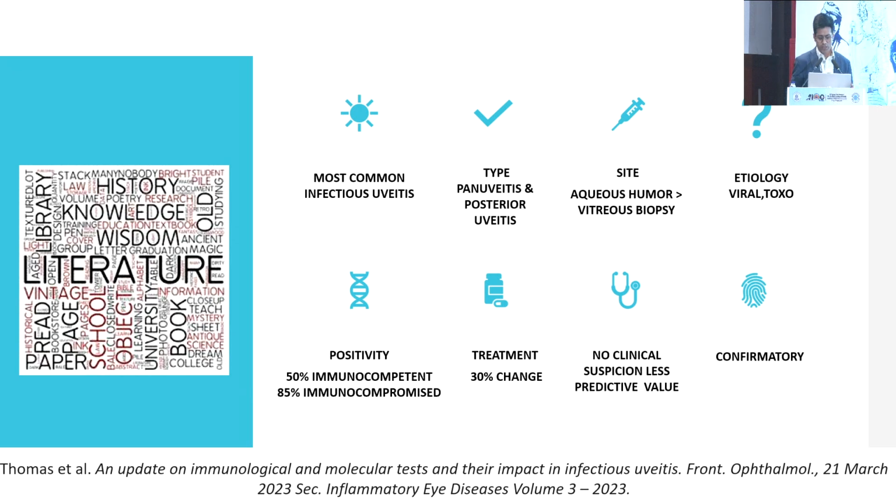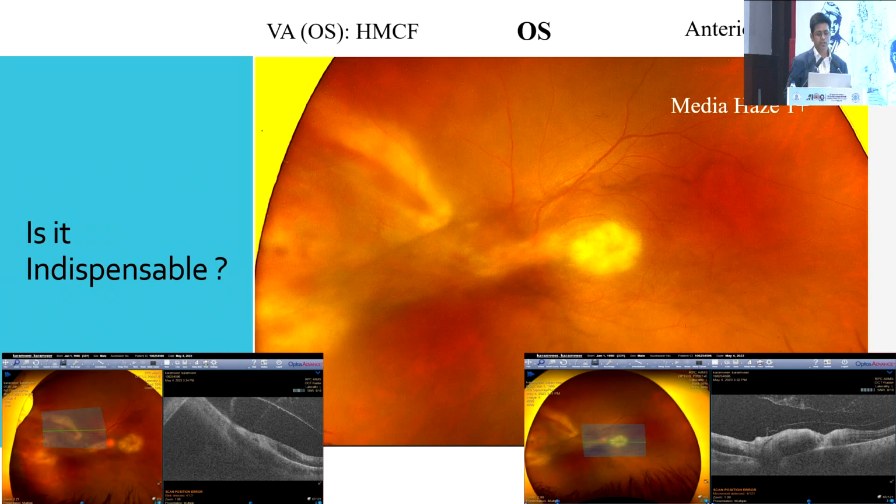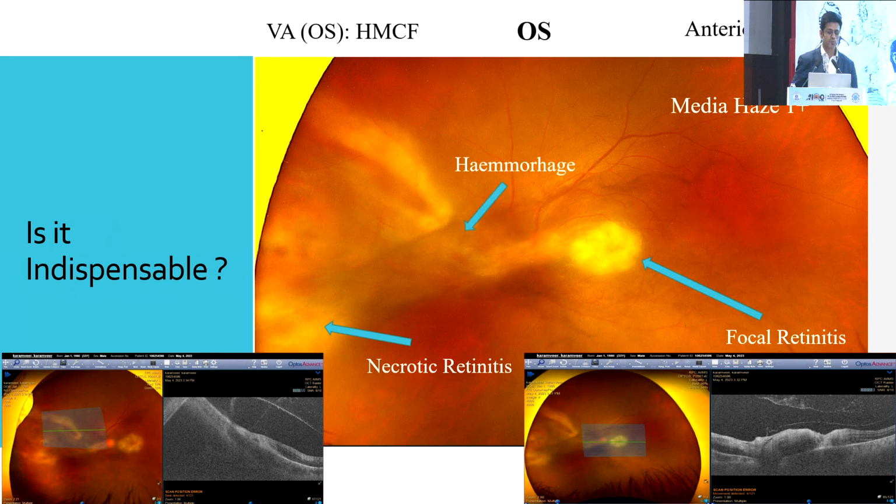So now I'll just move on to a few cases. This was a patient who came with defective vision and was having a necrotic retinitis in the periphery, focal retinitis in the center, and some hemorrhages over here. It was an immunocompetent patient, and we were confused about what it was.